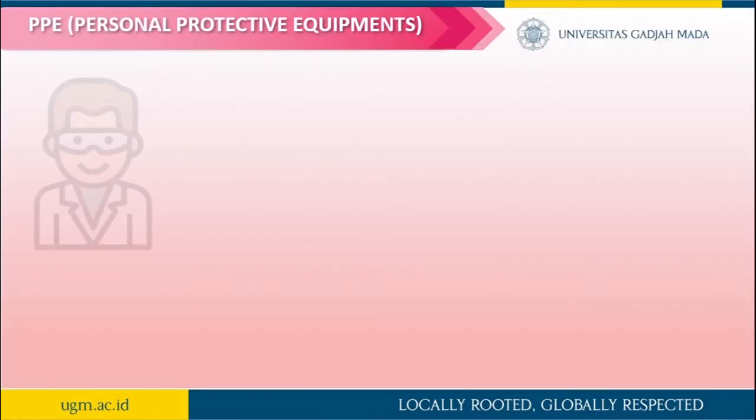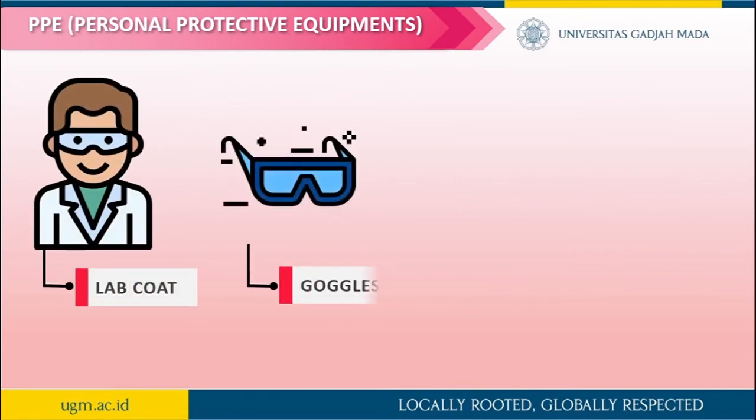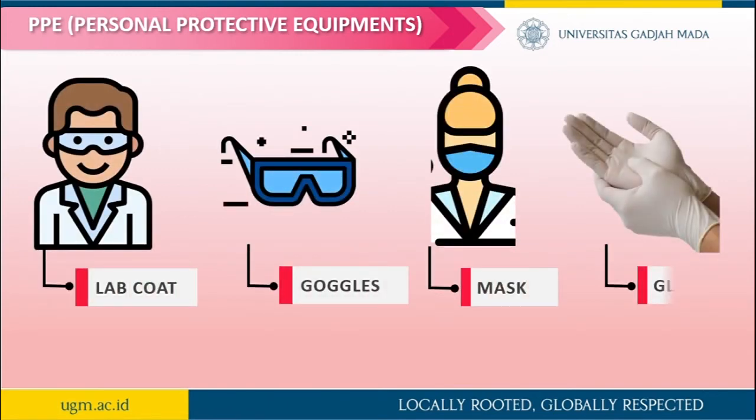As we know, to do the experiment, we have to use PPE, or personal protective equipment. This is the PPE list: lab coat, goggles, mask, and gloves.